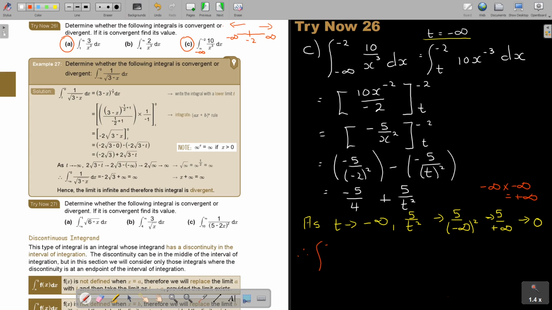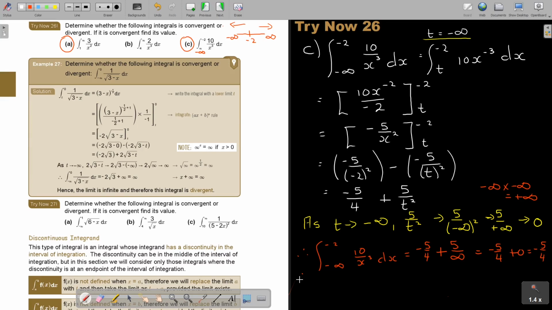now we're just going to say the integral from negative infinity to negative 2 of 10 over x cubed dx equals negative 5 over 4 plus 5 over positive infinity, which will give me negative 5 over 4 plus 0, and that is negative 5 over 4, or negative 1 1/4.